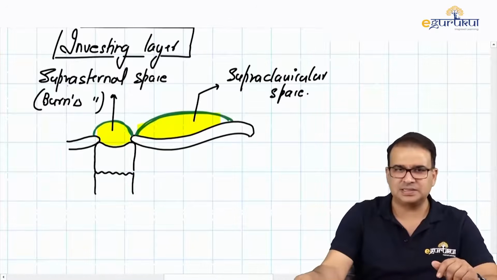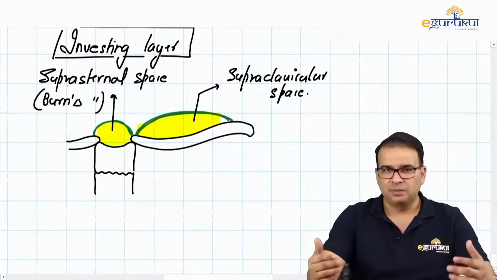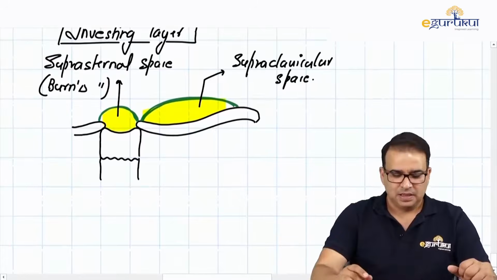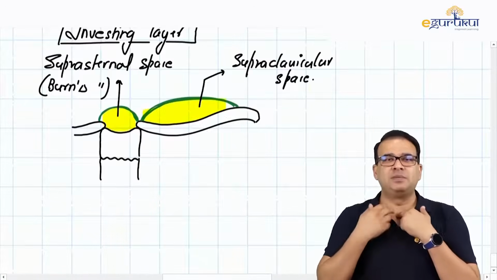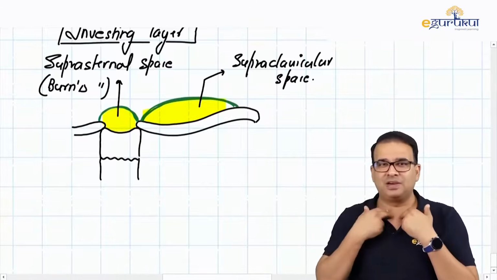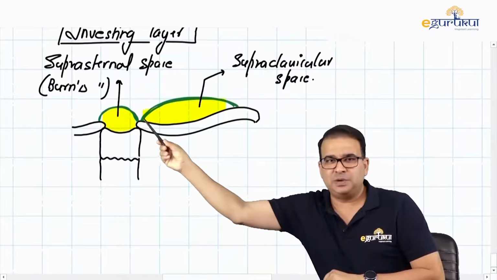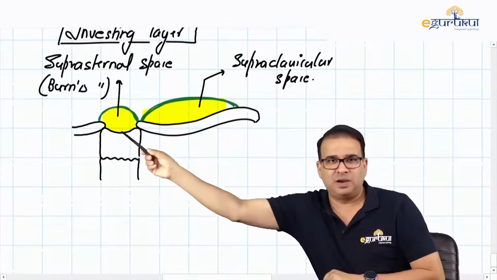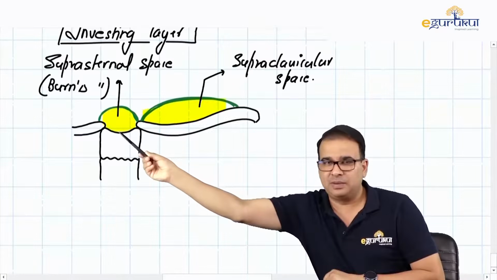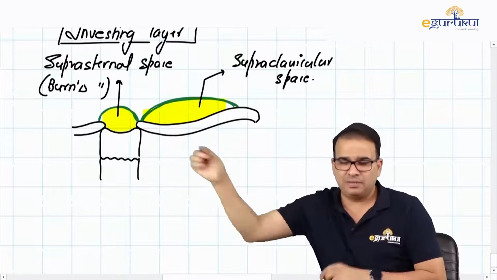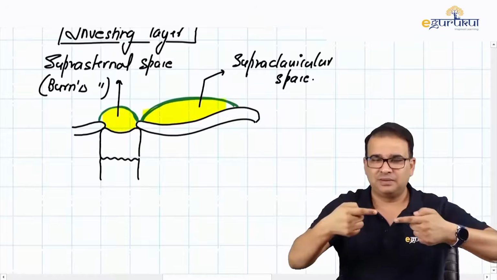Now, what are the contents? Let's again anticipate the contents here before we write them. Suprasternal space, guys, what content will be there? You can see the medial end of the clavicle here. There is a ligament stretching from clavicle to clavicle. That is called the interclavicular ligament. So that interclavicular ligament is connecting the two medial ends of the clavicle.